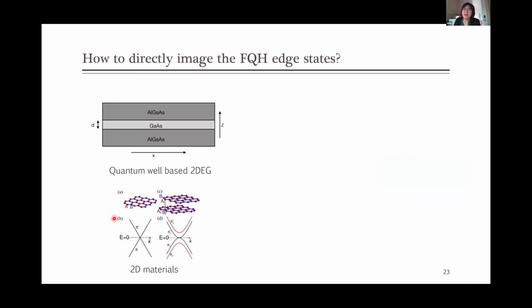Then you may ask, can we just directly image the edge states? If we can directly image the edge state, we can directly get the bulk-edge correspondence. We know what happens at the edge locally. Well, there are some technical difficulties.